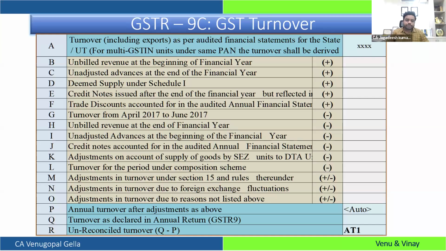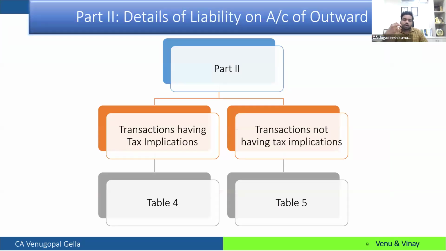So all these adjustments should be done, and by making them, you will arrive at the turnover as per GST. So from the book turnover, you have arrived at the turnover as per GST. Further, the turnover as per GST, as you have arrived at it in the GSTR-9C, you further bifurcate into two buckets: transactions having tax implication and transactions not having tax implication.